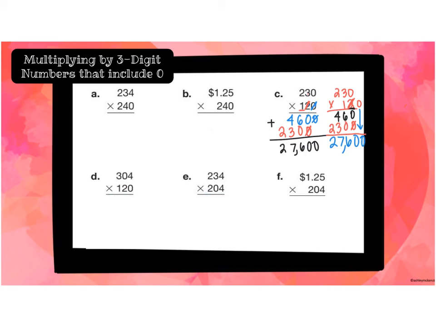I have $1.25 times 204. My 0 is in the middle this time. It's not at the end, so no dangling allowed. You have to multiply it out, or you can leave out that row. So let's do 4 times 5 is 20. We carry the 2. 4 times 2 is 8, plus that 2 that we carried makes 10, and carry the 1, and that makes it 5. Now, I'm done with the 4, so I'm going to put a placeholder underneath it.